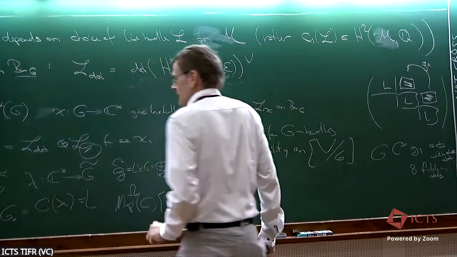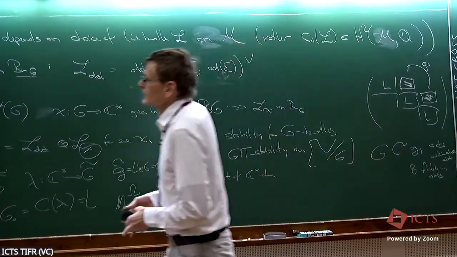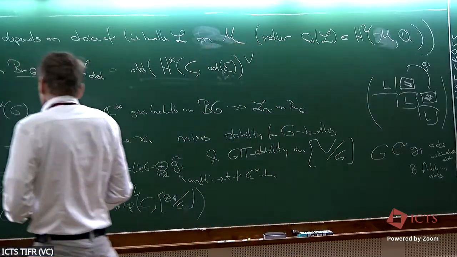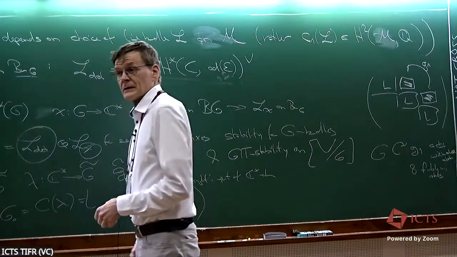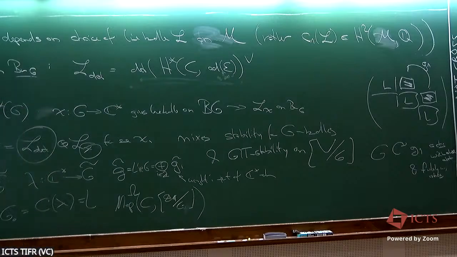Right, it's varying this character. And so if I would go into this parabolic situation, there would also be more line bundles here, and I could also vary those. Okay, maybe I remove the parabolic structure.